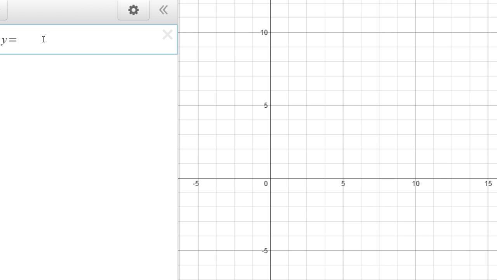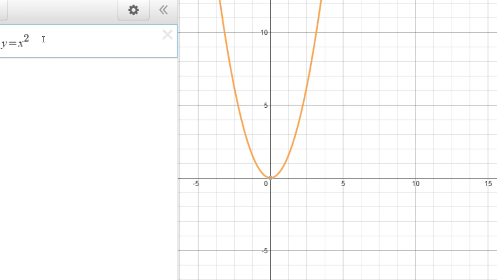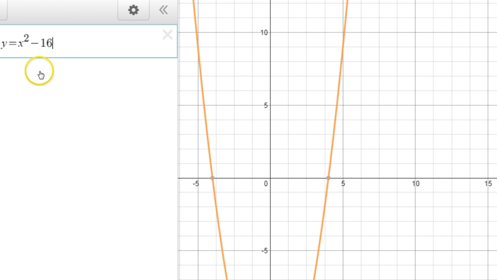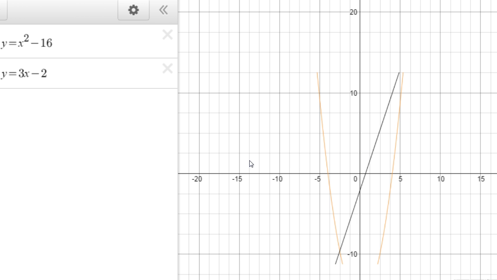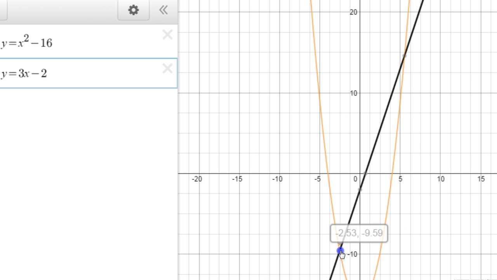Alright, so we have y equals x squared minus 16. Okay, so there's that one, and then we also have y equals 3x minus 2. Now, if we zoom out a little bit, we can see this really nice. You can actually click on the intersections and get the answers that way. So our solution would be x is 5.53 and negative 2.53, and our y is 14.59 and negative 9.59.